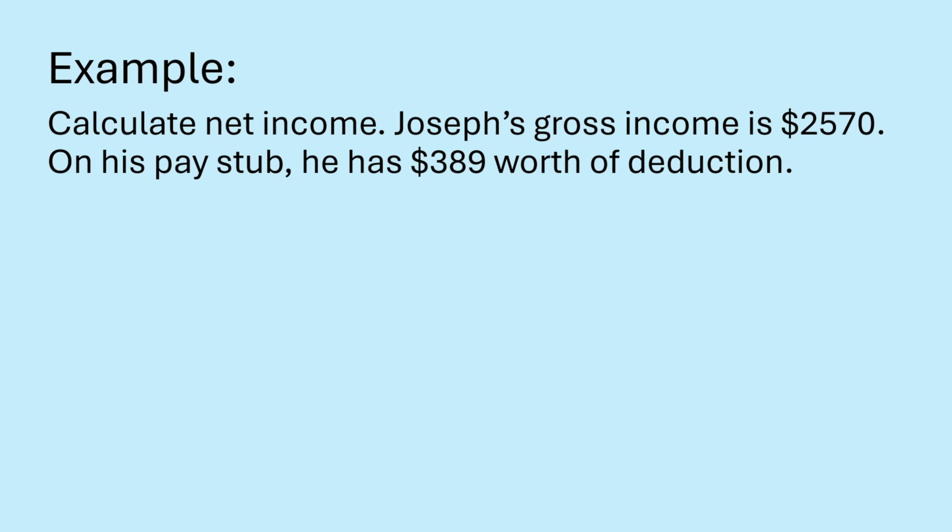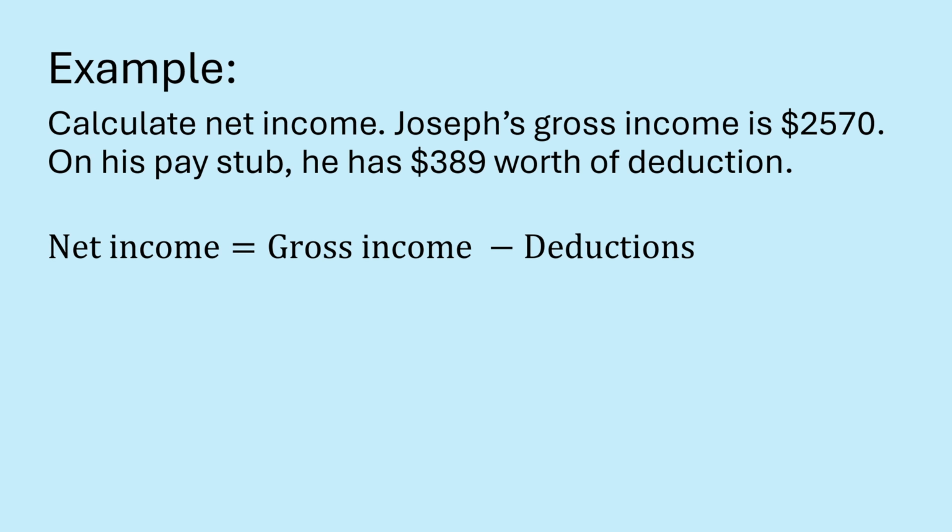Example. Calculate net income. Joseph's gross income is $2,570. On his pay stub, he has $389 worth of deductions. Net income is equal to gross income minus deductions. Gross income is $2,570. Deduction is $389. 2,570 minus 389 is equal to $2,181. So this is the net income.